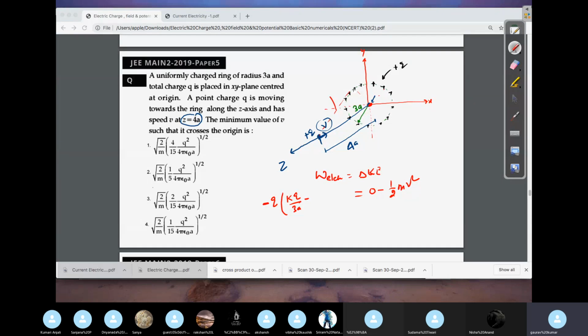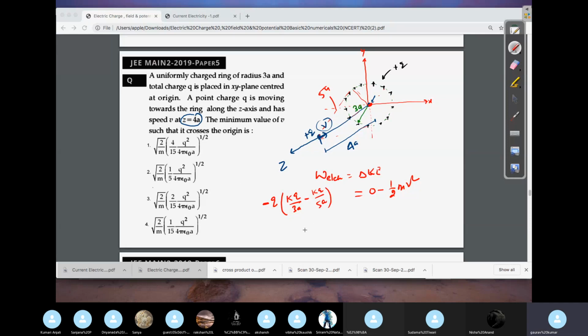What is this value? This is your 3a, and this is your 4a. If you take the root, you will get 16 plus 9, so you will get 5a. So what is the initial potential of this ring at this point? Initial potential will be kq by 5a. So now we have to solve this.